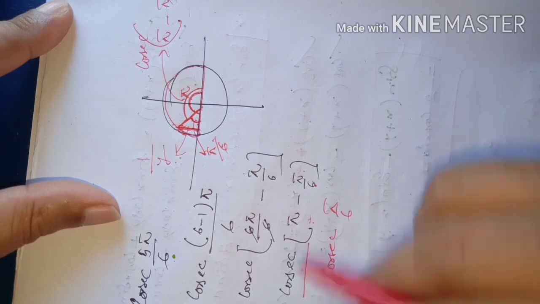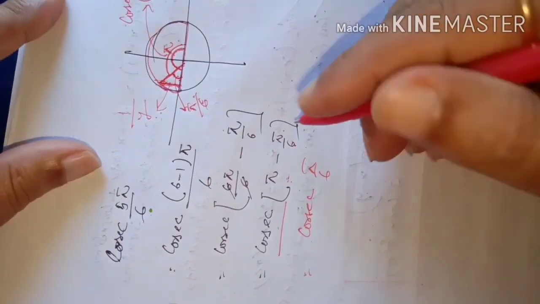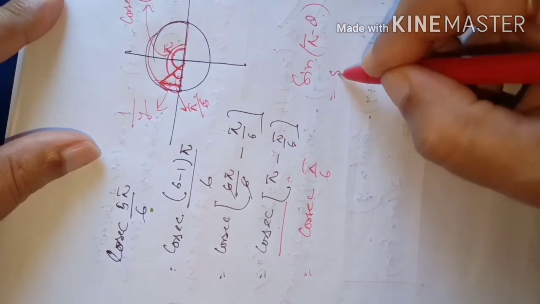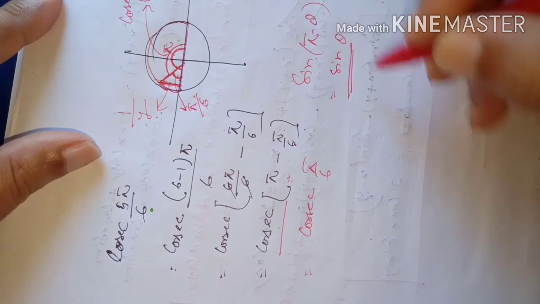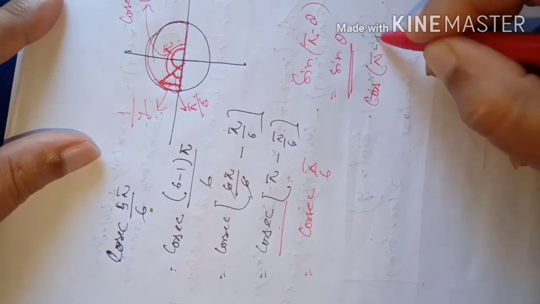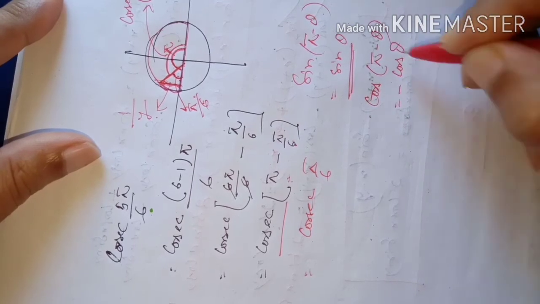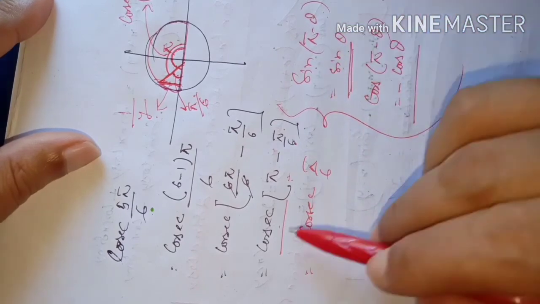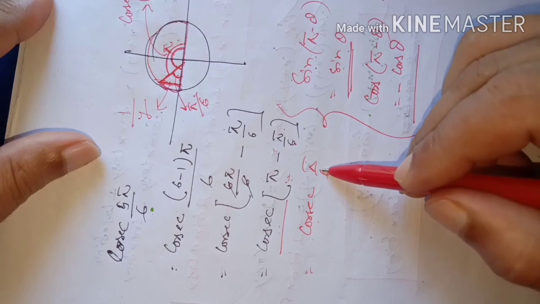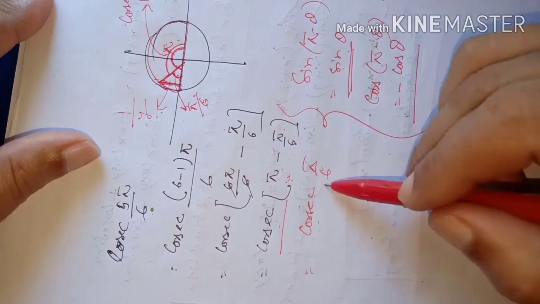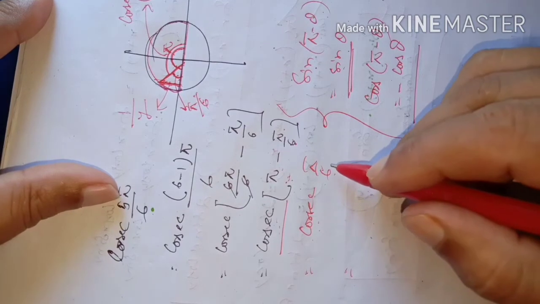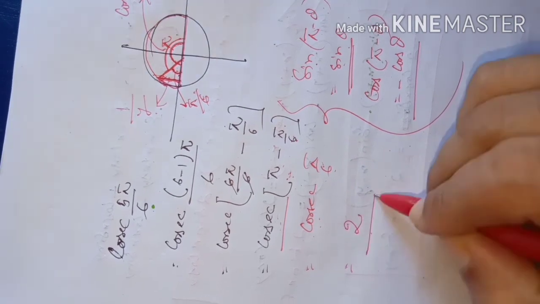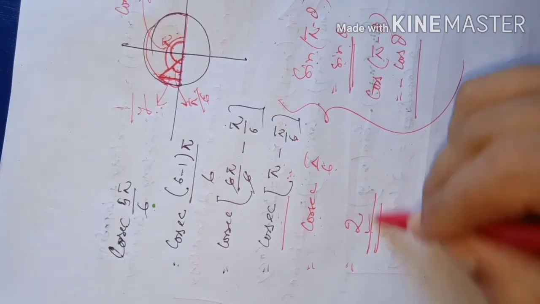Because cosec is the reciprocal of sine. Sine pi minus pi by 6 is sine pi by 6. You recall sine pi minus theta was what? Sine theta. Then cos pi minus theta is minus cos theta. So sine pi minus theta is sine theta. In a similar way, cosec pi minus theta is cosec theta. So cosec pi minus pi by 6 will be cosec pi by 6. Then what is the value of cosec pi by 6? Pi by 6 means 30 degrees. So cosec 30 is 2. So the answer is 2. So cosec 5 pi by 6 will be 2.